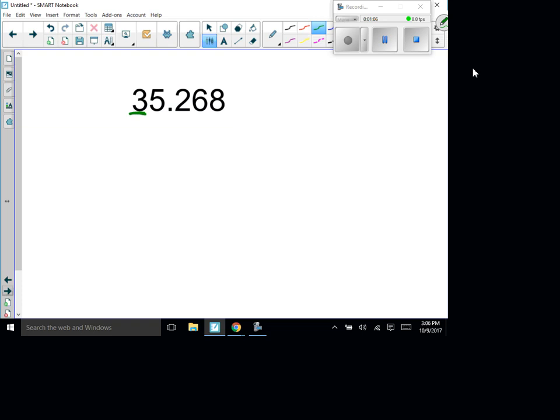So once again, you just start off with the number farthest on the left. That's 3, and it's in the tens place. So we have 3 times 10 plus, now we go to 5, and it's in the ones place. So it's times 1, and you plus.